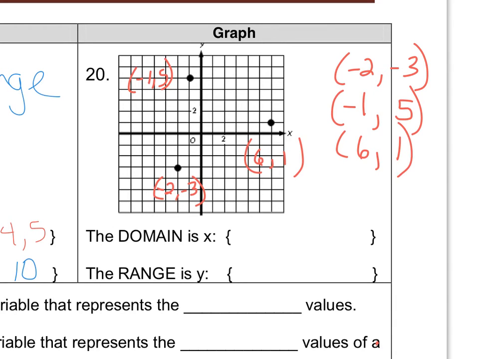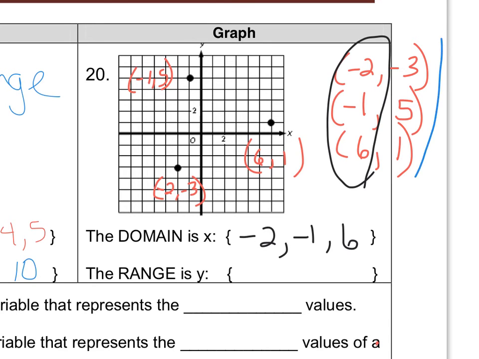And notice how I've rewritten them on top of each other. They almost look like a table. And the reason I've done this, and the reason I want you to do it, is it makes it very simple then to write out our domain and range. So if all of my domain is all of my x values, that's these guys here. It's the first one in the ordered pairs. So writing them in numerical order, I've got -2, -1, and 6. And then it's very simple to circle my range values. And I've got -3, 1, and 5.